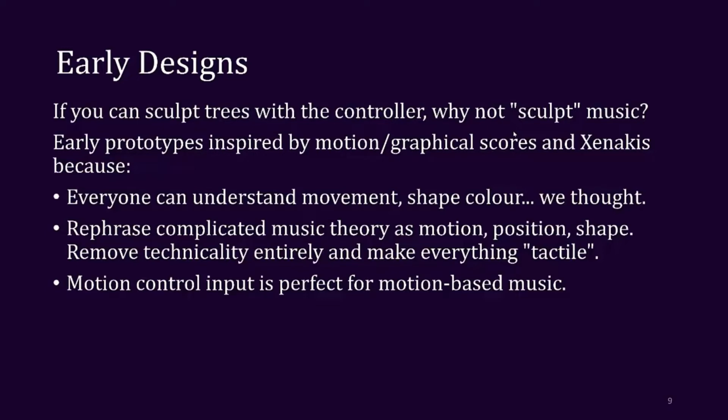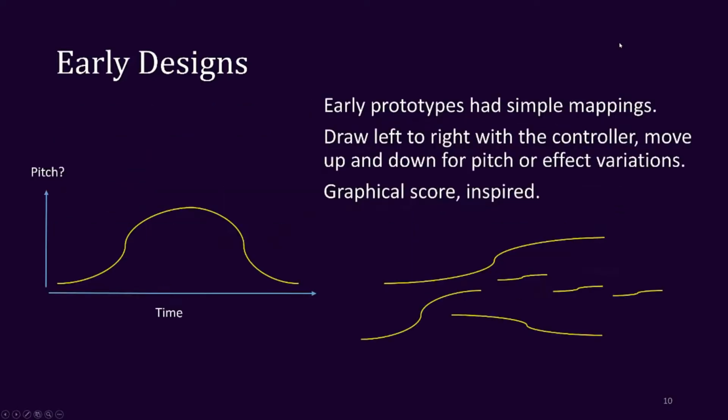So basically, it's kind of rephrasing complicated music theory as this other hierarchy of parameters. And because we have motion control, of course, motion-based music of some kind would have been a cool idea, is what we were thinking at the time. So a lot of these early ideas were stuff like, hey, maybe you just draw these curves, left to right, and maybe you map pitch on the y-axis, and the x-axis is time.